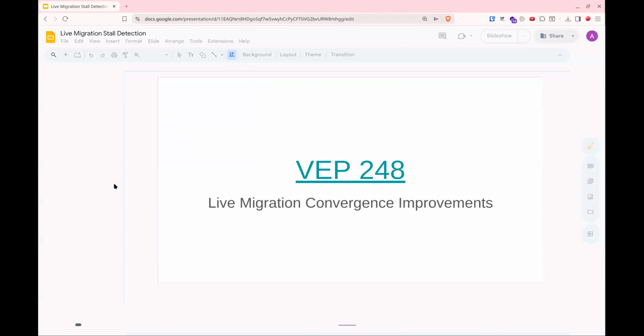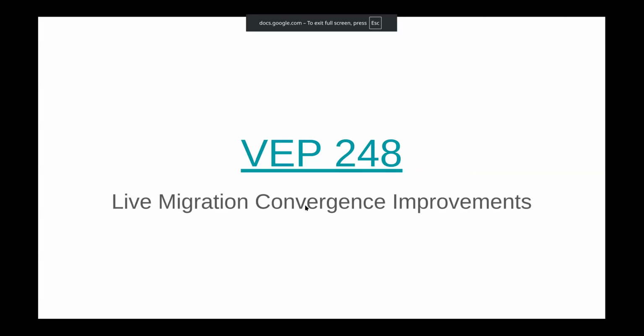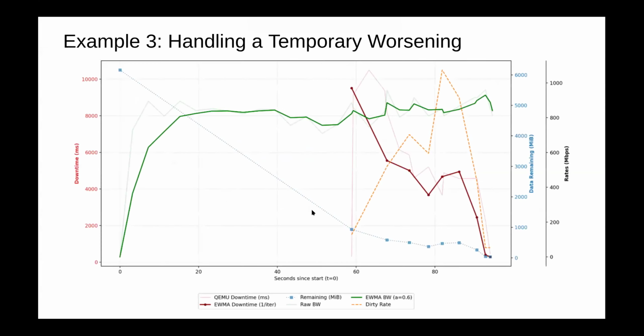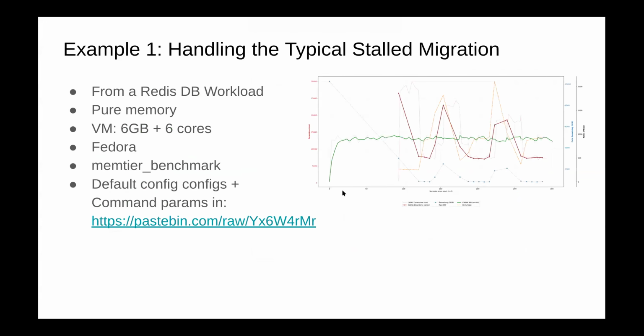Okay, so VEP 248 presents a stall detection algorithm. I just want to go over how this stall detection algorithm works, and maybe get some feedback. Also, this VEP doesn't have a shepherd yet. I know Itamar asked me about this VEP, so I don't know if Itamar would be interested in shepherding this VEP.